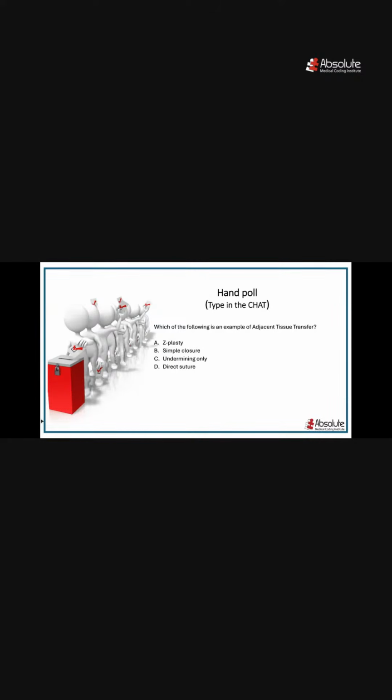Okay, I think this is going to be the last hand poll scenario. Which of the following is an example for adjacent tissue transfer? Is it option A, Z plasty? Option B, simple closure? Option C, undermining only? Option D, direct sutures? Let me know in the chat. Okay, great. A lot of fastest fingers in the chat. Yes, great. You all got that one correct as well. It's option A, Z plasty, right? I said in the beginning that was one of your keywords. Okay, all right.